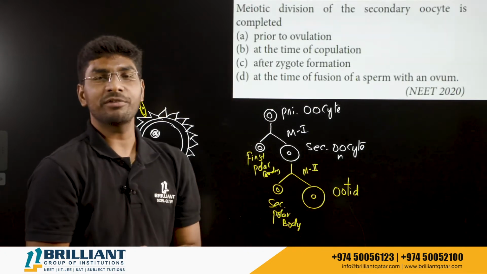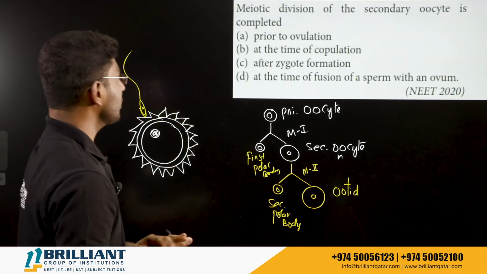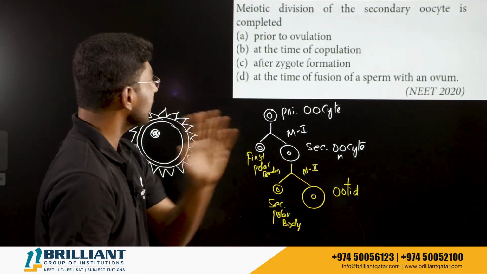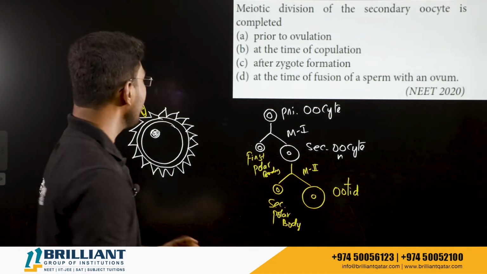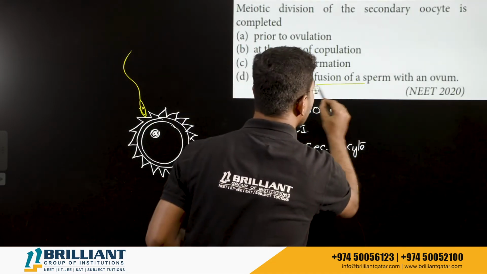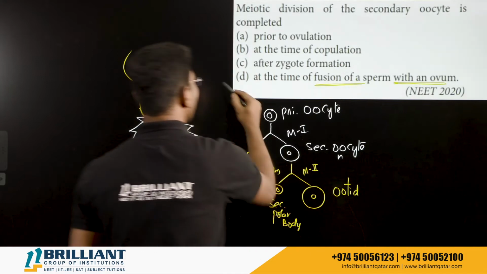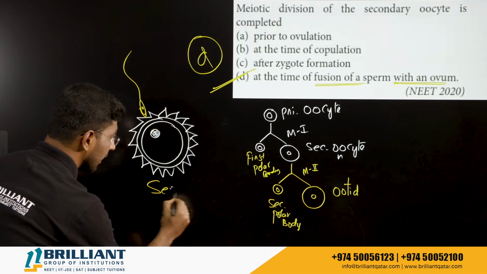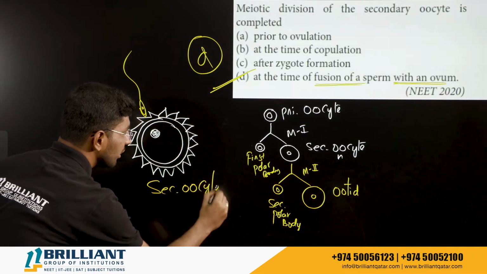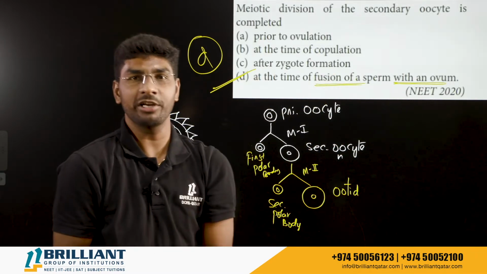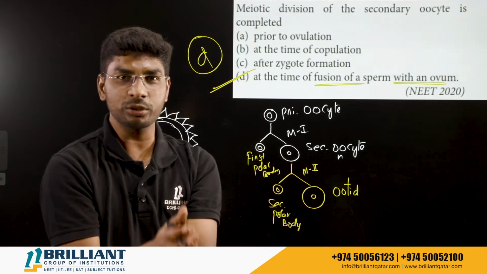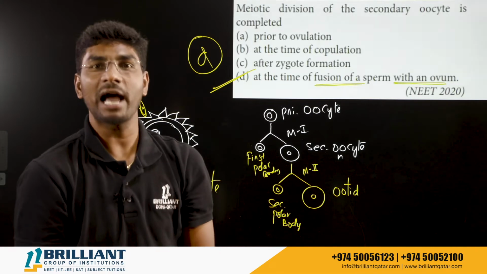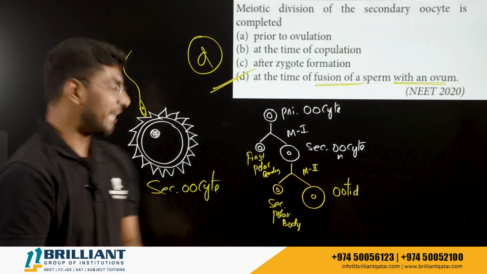Now pick the answer from the 4. Prior to ovulation? No sir. At the time of copulation? No sir. After zygote formation? It's not possible. Next, at the time of fusion of sperm with the ovum. So our answer is option D. When the sperm comes and triggers, what is this structure? Secondary oocyte. This question was repeated in the 2020 NEET examination. So when the sperm comes and triggers the secondary oocyte, it completes meiosis 2 to form the ovum and second polar body. So our answer is option D. Now I'm going to the next question.